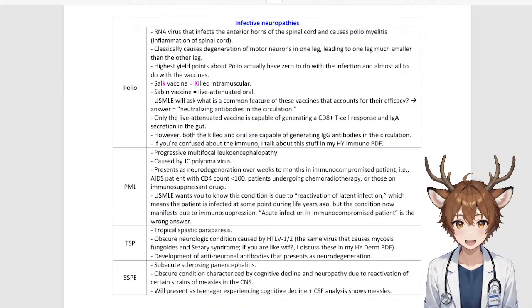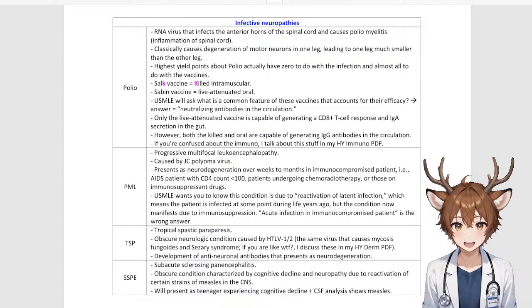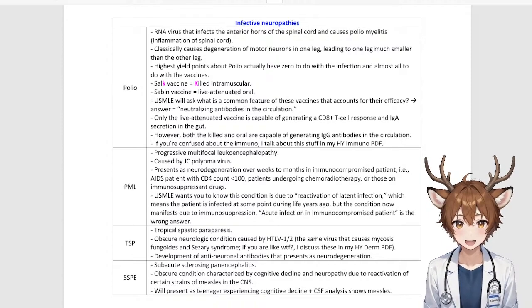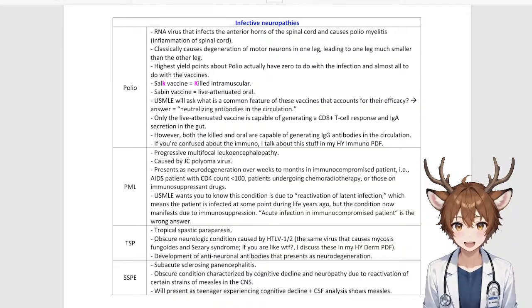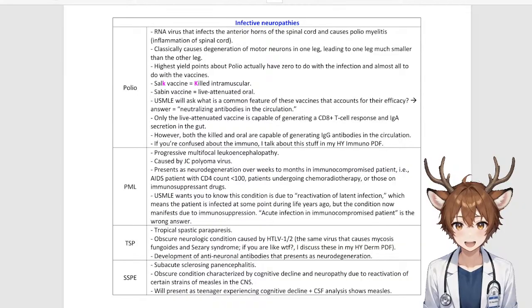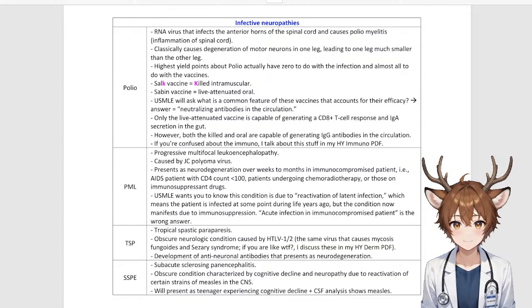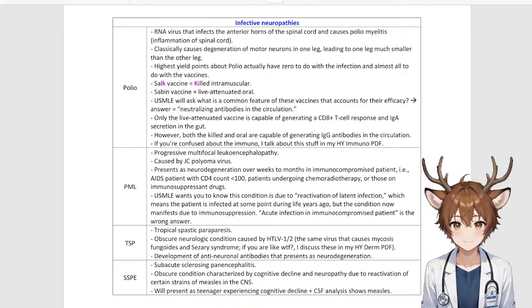USMLE will ask you what is a common feature of those vaccines and what accounts for their efficacy. The answer should be neutralizing antibodies in the circulation. Only the live attenuated vaccine is capable of generating a CD8 positive T cell response and IgA secretion in the gut. However, both the killed and the oral are capable of generating IgG antibodies in the circulation. If you're confused about the immuno, I talk about this stuff in my high yield immuno PDF.